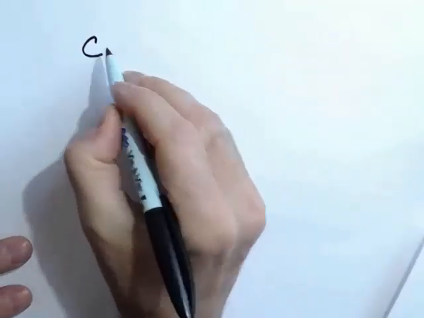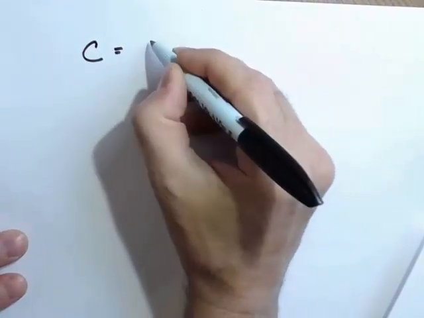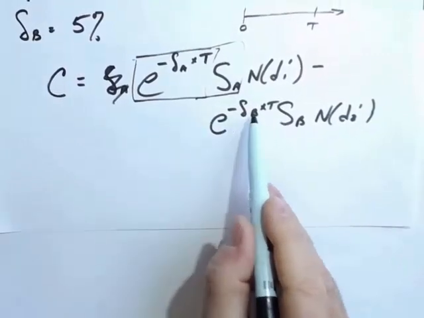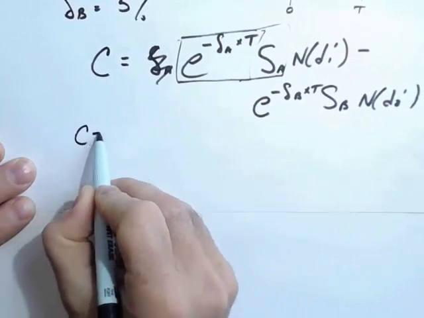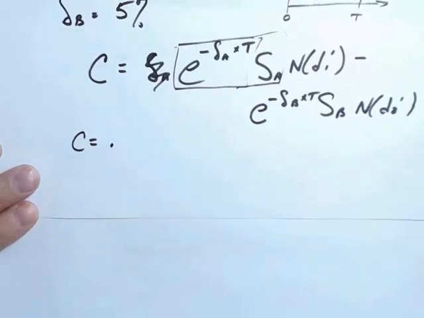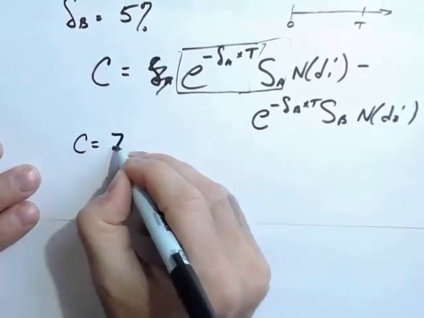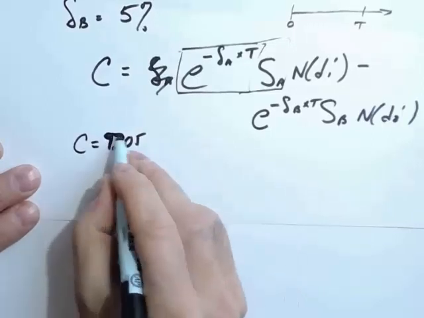So the value of the call is going to be, so we're going back to this equation. So let me just use this piece of paper here. So the call is now going to be, we'll use the same numbers we had, $97.05.